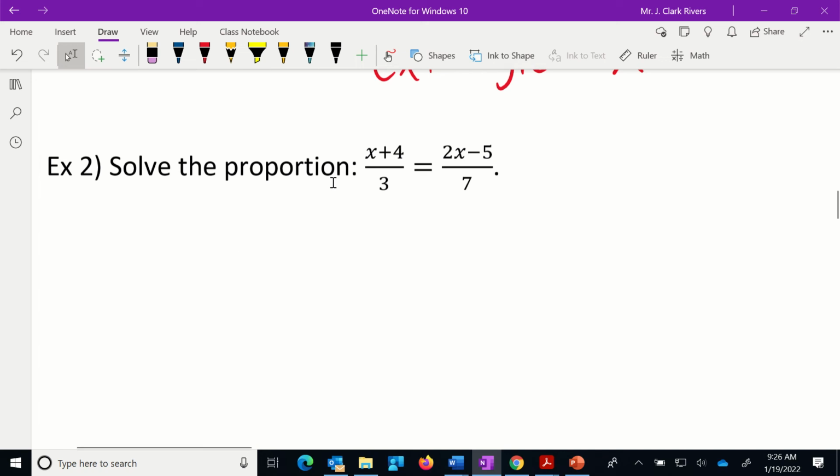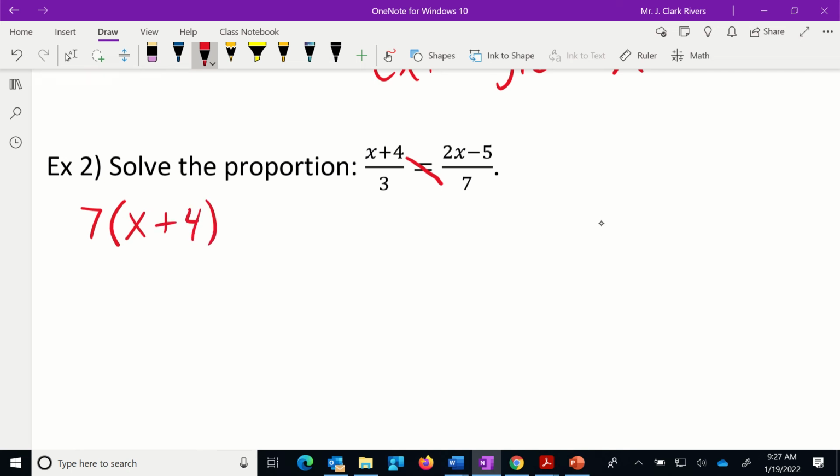So we have a proportion. That's a ratio equal to another ratio, and you have one unknown. The one unknown here is x. We can cross multiply. So that means the extremes are multiplied together. X plus 4 times 7. So be careful on this. Here's where you're going to make a mistake if you make a mistake. 7, and then in parentheses, x plus 4.